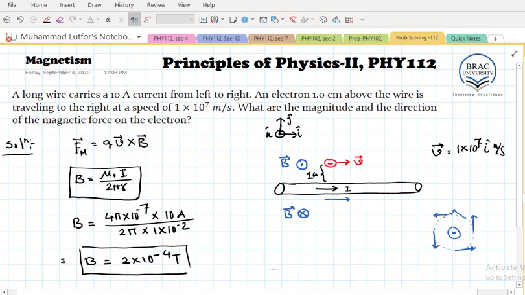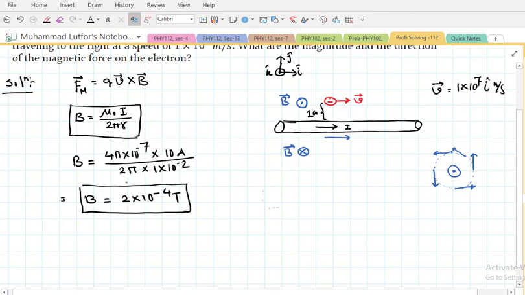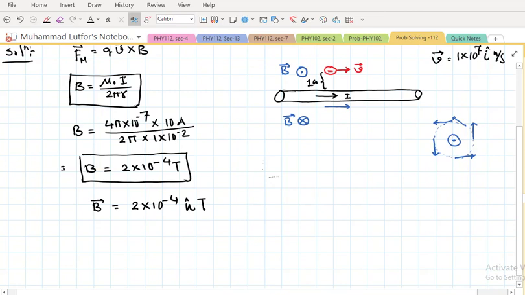Now we are going to find the force on that electron, which is above that wire. At the location of this electron, the magnetic field would be out of the screen. Since I give out of the screen as k hat, I will write it as 2 into 10 to the minus 4 k hat Tesla. So this is my magnetic field at the location of that electron, because I chose my reference axis such that out of the screen is the positive z axis. Fine, now I can find the force.